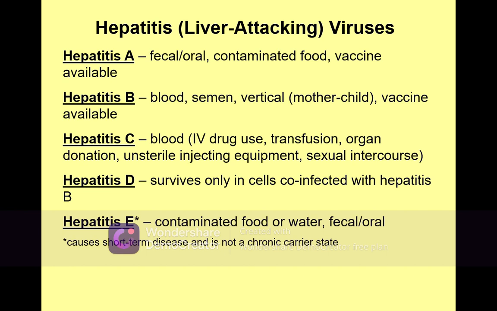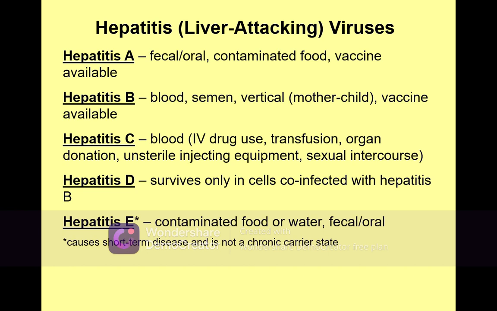Hepatitis B spreads through blood, semen, and vertical mother-to-child transmission. The vaccine should be given by the parenteral route of administration. The common problem in Pakistan, hepatitis C, spreads through blood: IV drug use, transfusion, organ donation, unsterile injecting equipment, and sexual intercourse through any route, it may be sodomy.